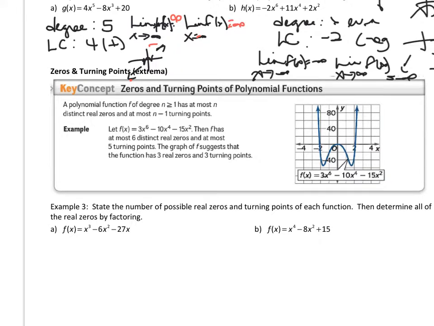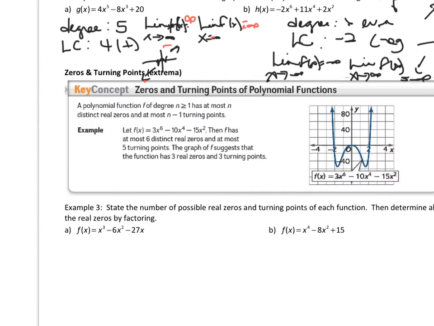Zeros and turning points of polynomial functions. A polynomial function f of degree n greater than or equal to 1 has at most n distinct real zeros and at most n minus 1 turning points. For example, if you have 3x to the 6th power minus 10x to the 4th power minus 15x to the 2nd power, then this has at most 6 distinct real zeros.